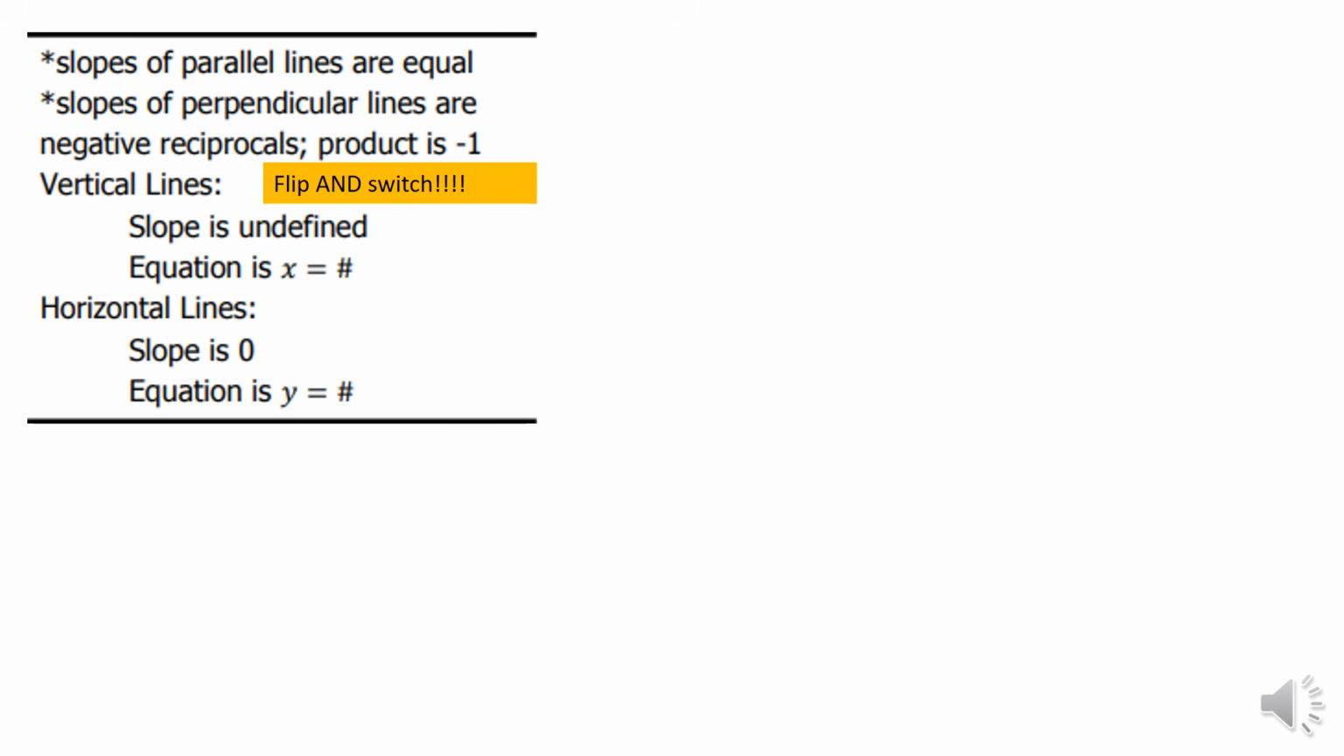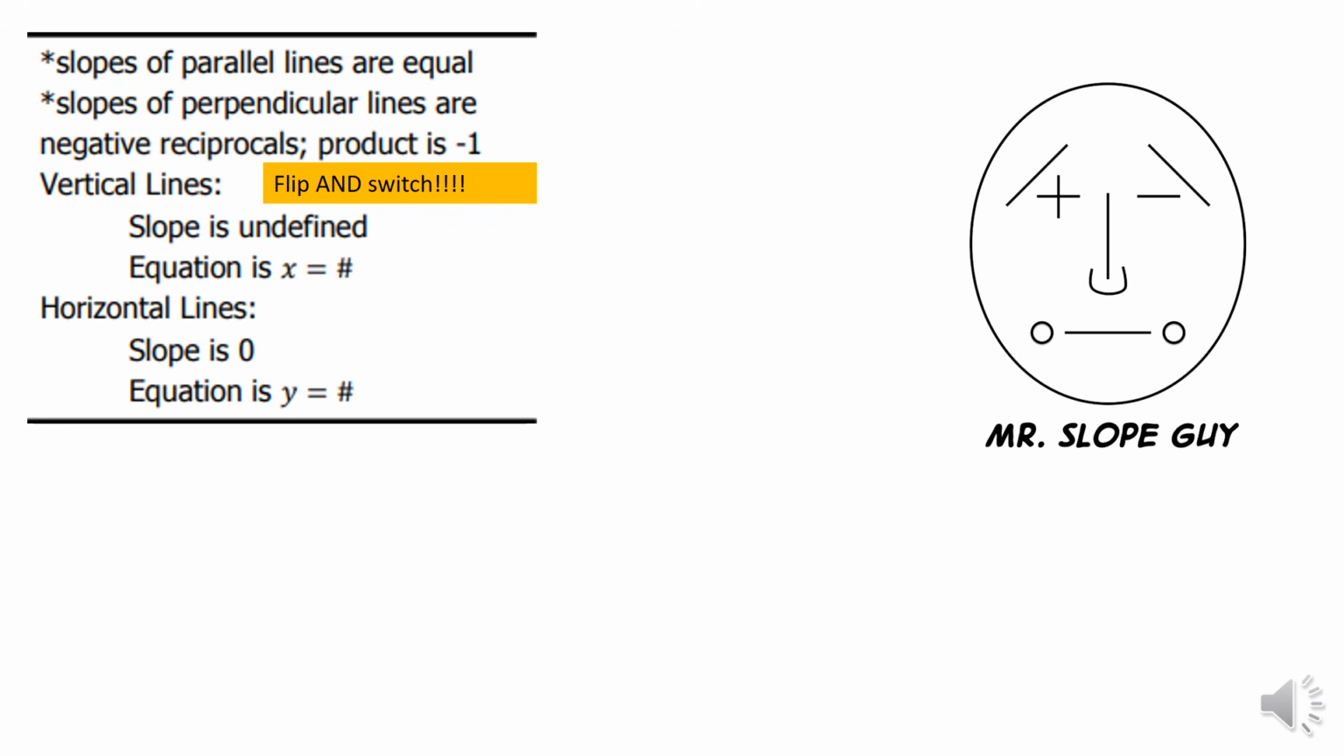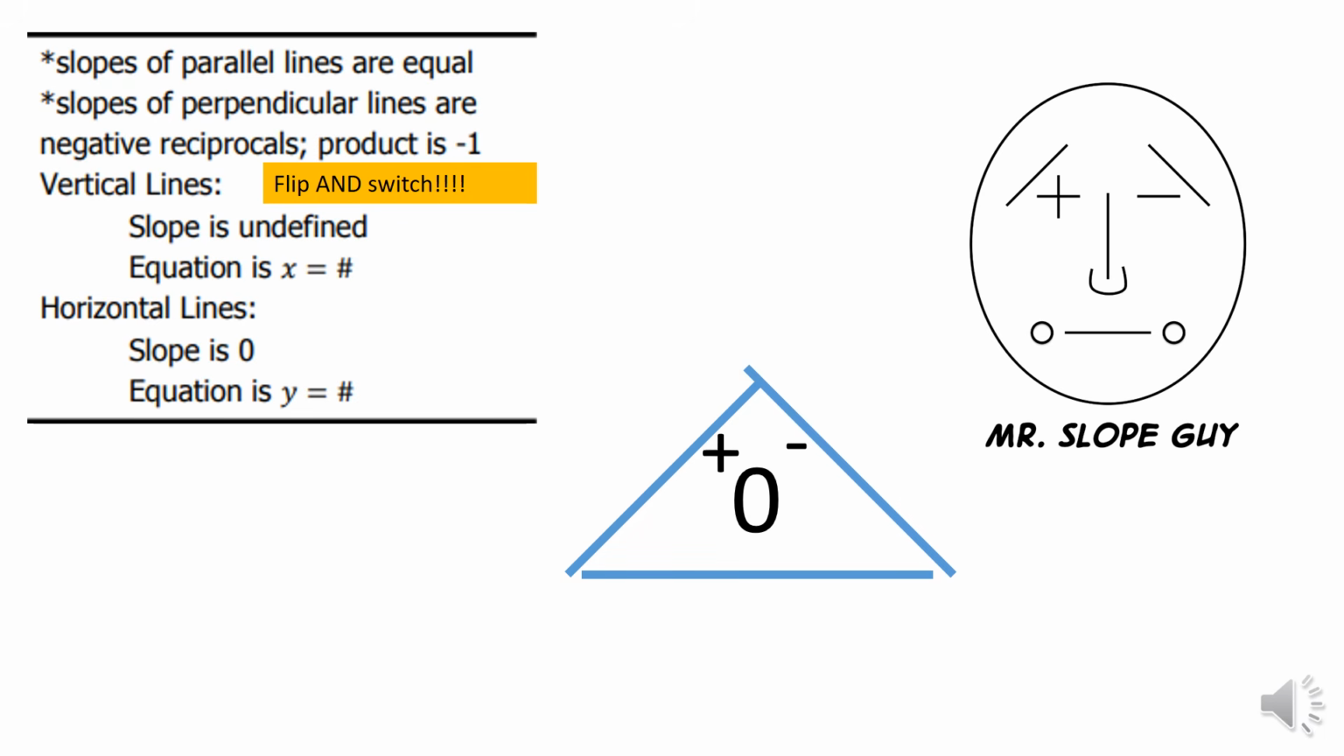If it is a vertical line, it has an undefined slope, and your equation is x equals a number. If it's a horizontal line, it has a slope of 0, and the equation is y is equal to a number. You can also remember those with Mr. Slope Guy, or you can draw it yourself. That is a positive slope, negative slope, 0 slope, and undefined or infinity to give them a little fancy bow tie.